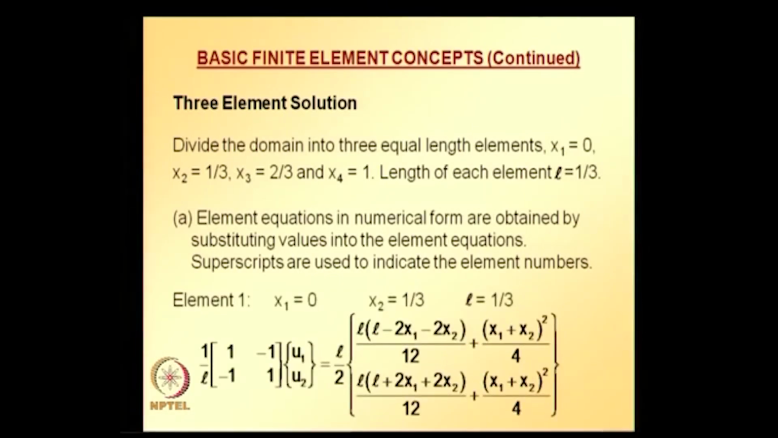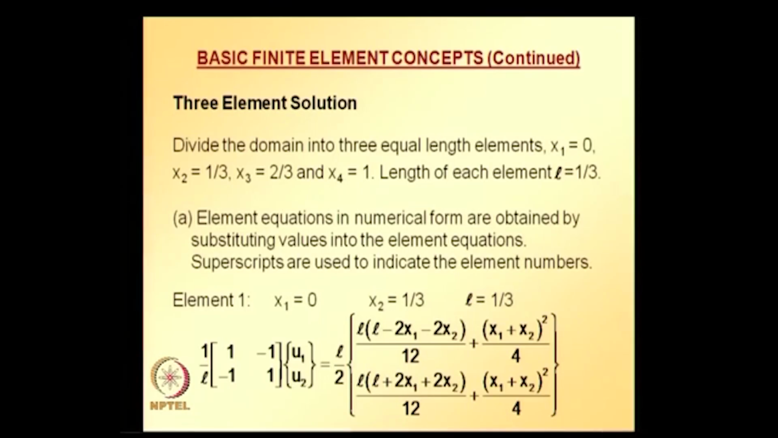For element 1, first node is at x is equal to 0, second node is at x is equal to 1 third, and the length of this element is 1 third. If you see this element 1, x is equal to 1 is not part of this element. So, we need to use the element equations that we developed without boundary conditions. We have the equation system without applying the boundary condition, the element equation system. In that you plug in x1 is equal to 0, x2 is equal to 1 third and L is equal to 1 third, you get this equation.